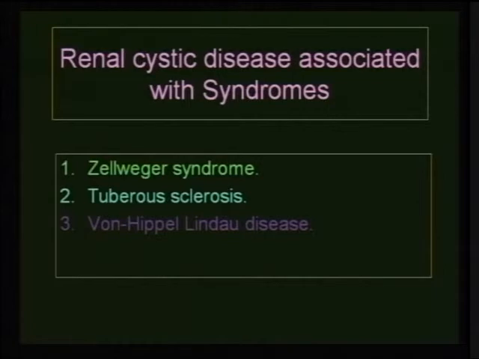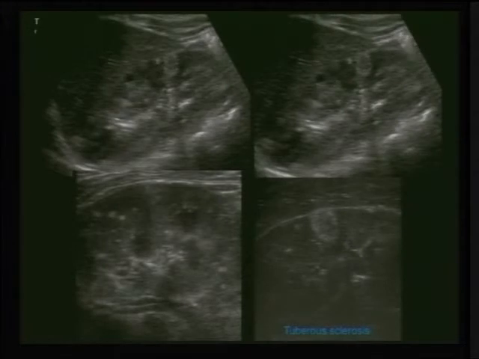Renal cystic disease associated with syndromes: Zellweger, you have seen it in the previous presentation, tuberous sclerosis, and von Hippel-Lindau disease. If you see this picture, echogenic, rounded lesions, single or multiple within the kidneys, they can be associated with tiny cysts between them, or could be associated with aneurysm or pseudoaneurysm. This could be the only presentation for the child for tuberous sclerosis.